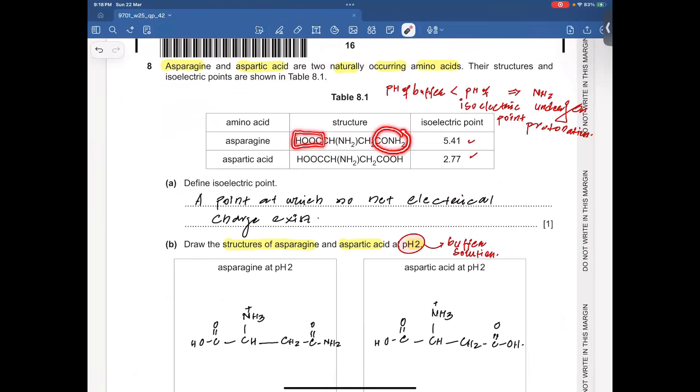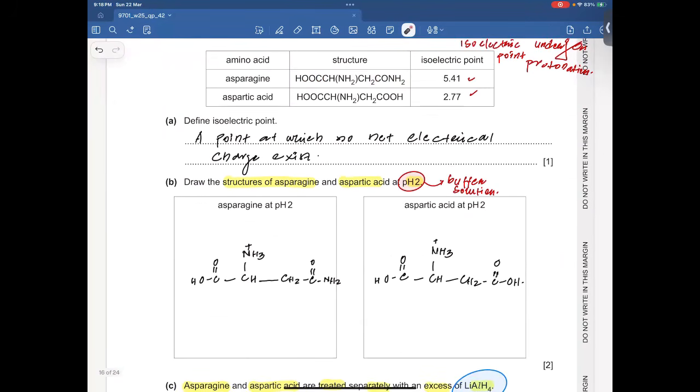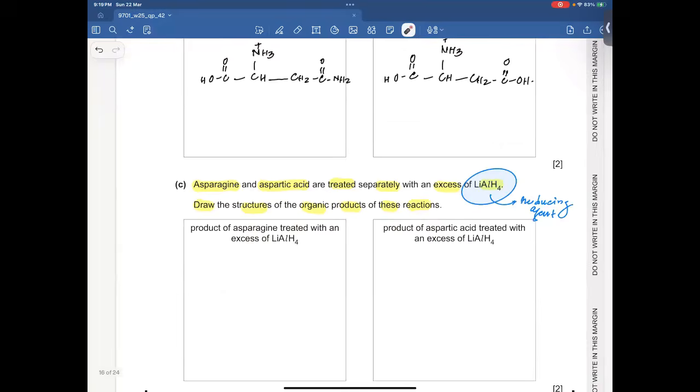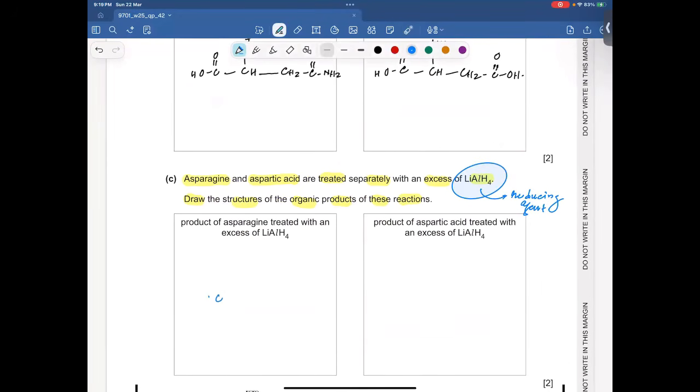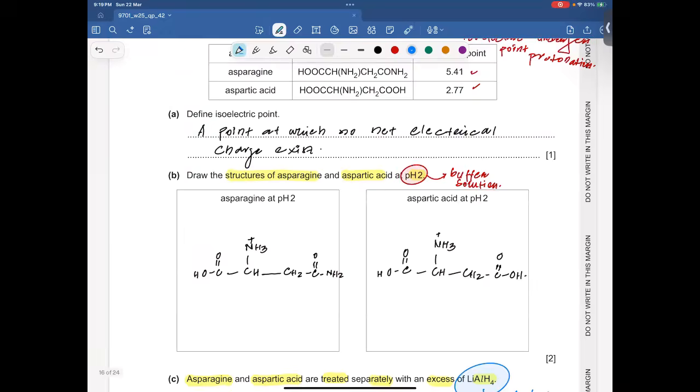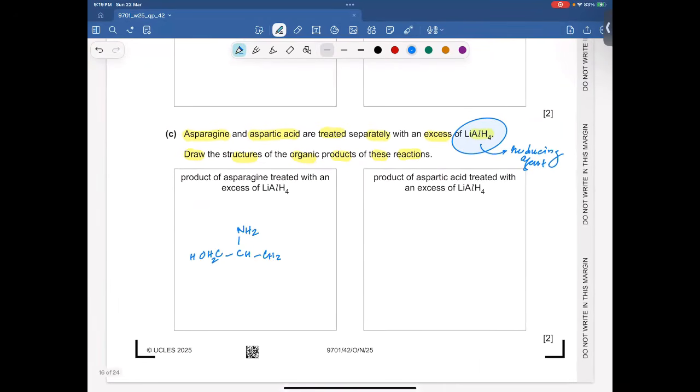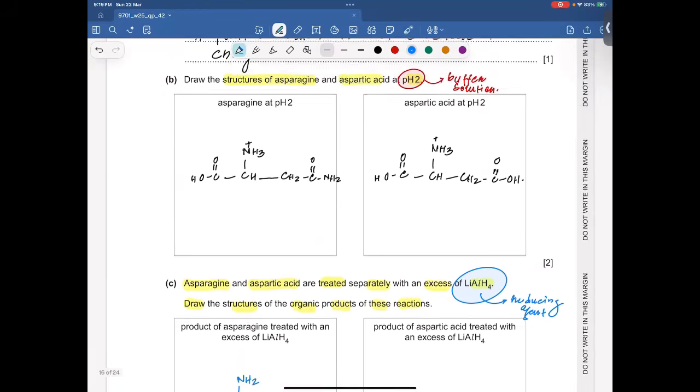Okay. So first, let me write the structure of asparagine. This is CH2OH, and COOH is converting into CH2OH. Then CH will remain as it is. This NH2 will remain as it is. This CH2 will remain as it is. Next is CONH2. That CONH2 will turn to CH2NH2 according to my lecture. Okay, that's a primary amine.